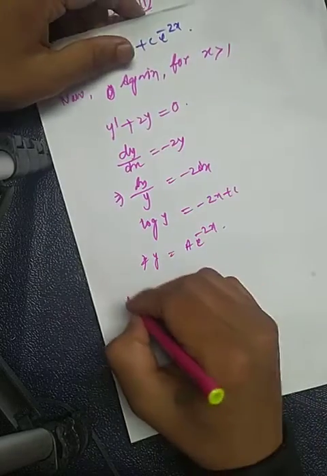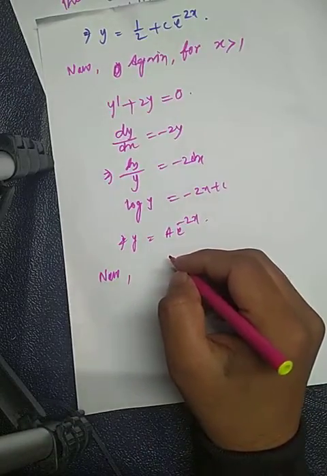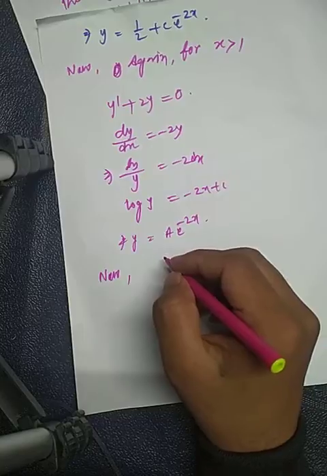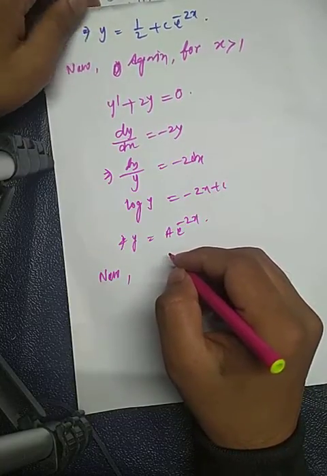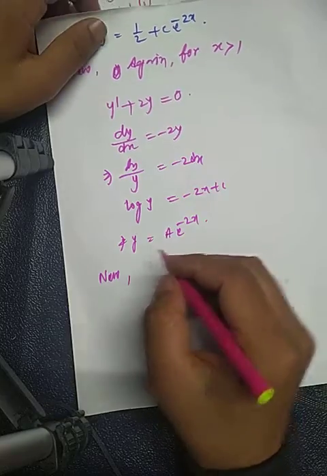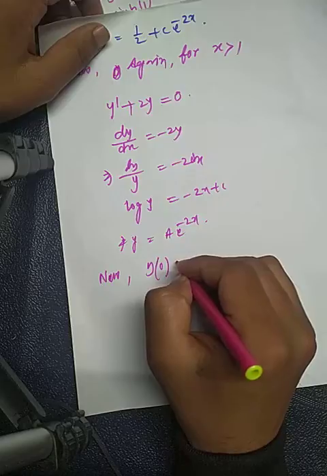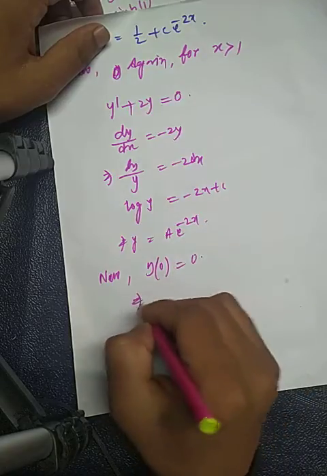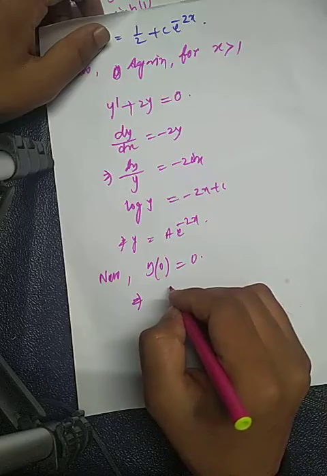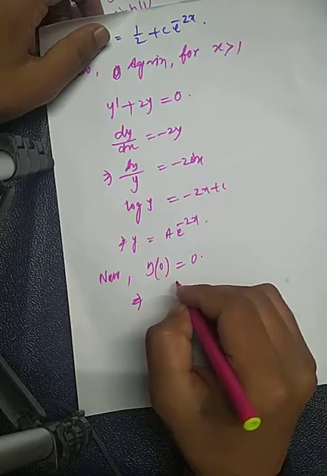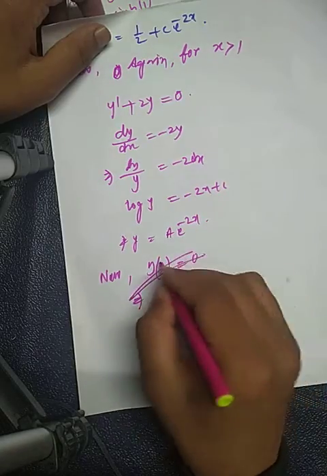Now, y of 0 is equal to 0. So this implies y of 0 is equal to 0. So we cannot use it here, because this is the case.